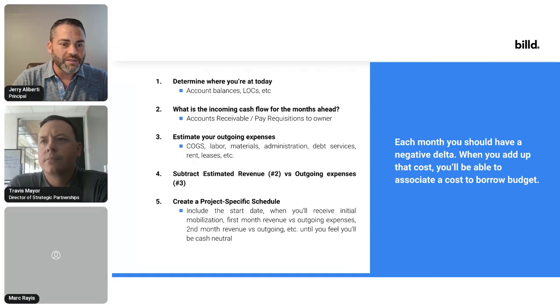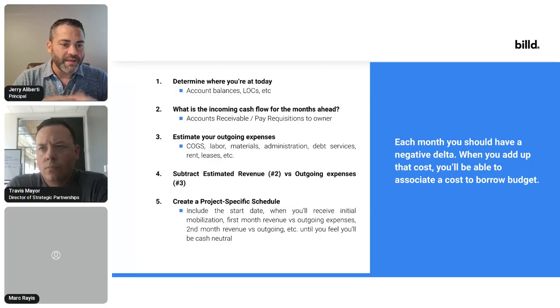Your next step is to subtract your outgoing expenses from your incoming cash on a per month basis, to understand where you're going to be for the next 6-plus months, per month, incoming versus outgoing.